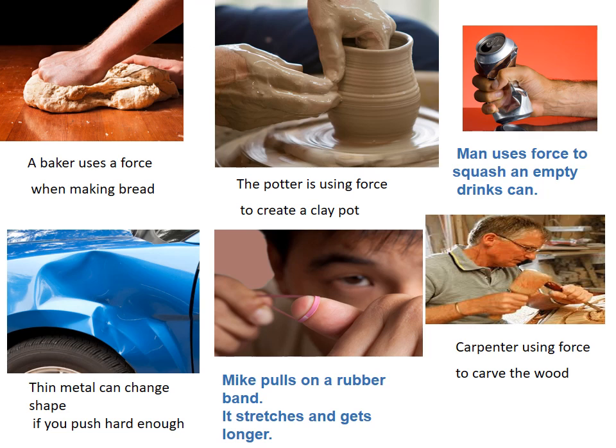Thin metal can change shape if you push hard enough. Look at the other picture. Mike pulls on a rubber band. It stretches and gets longer. And the last photo is a carpenter using force to carve the wood. Can you see that? Okay.